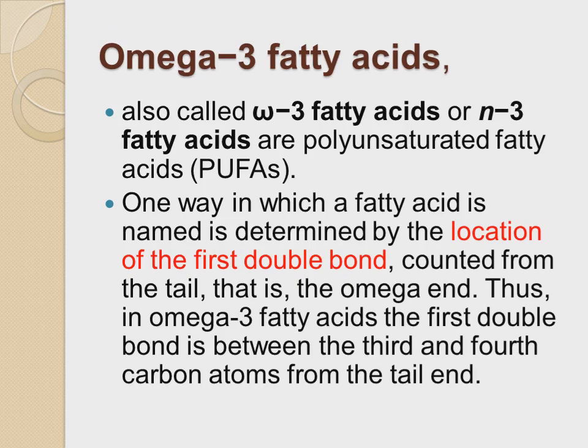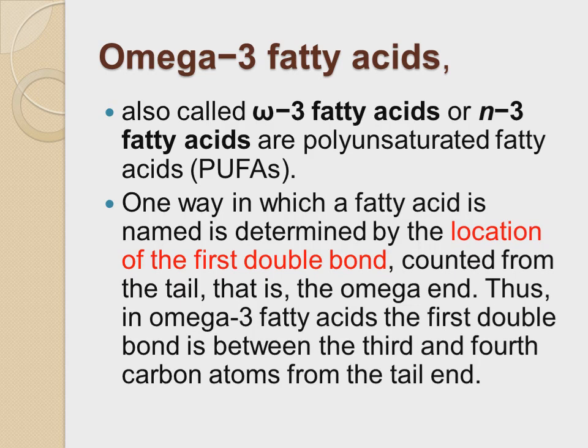Now, what are omega 3 fatty acids? Called omega 3 fatty acids, and they are polyunsaturated fatty acids. One way in which the fatty acid is named is determined by the location of the first double bond. يعني تسمية الفاتي أسيد سواء أوميجا 3 أوميجا 6 من وين جت هذه التسمية؟ جت من موقع الدبل بوند، أول دبل بوند، ونعدي الكاونتد from the tail، نعدي من التيل من الأوميجا إند، يعني نعدي أول دبل بوند من الأوميجا إند. أين تقع هذه الدبل بوند؟ نسمي الفاتي أسيد اللي عندنا. That is the omega end.